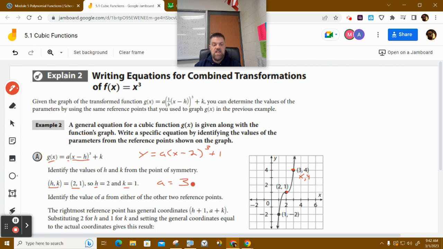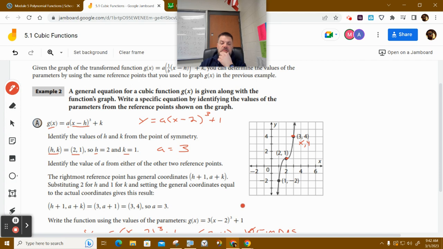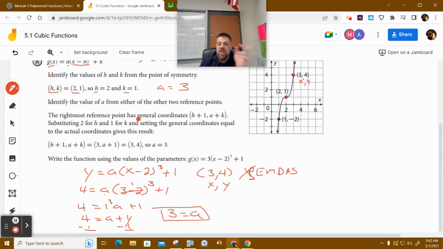So there's a lot of words that are written down in your book. And that's what they're saying. You can identify the value of A from either one of these two reference points. That's what we did. We plugged them in. Now they use this stuff. I don't like this stuff. Just ignore this stuff. It's kind of helpful, but I prefer you guys practice and do it this way.